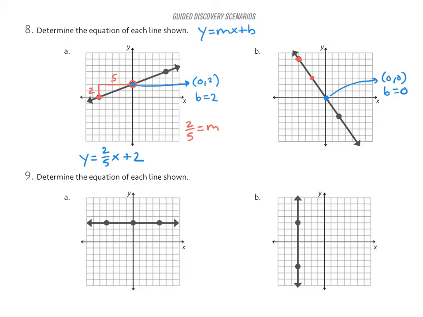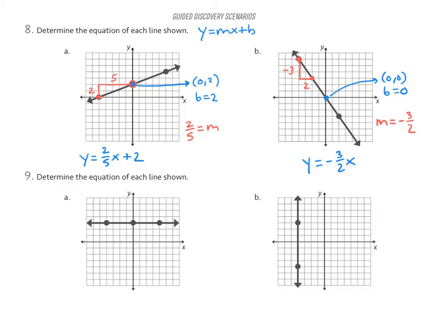To go from the left point to the right, I go down 3, and then right 2. So the rise over run is negative 3 over positive 2. So m is negative 3/2. I can now write the equation as y equals negative 3/2 x plus 0. Plus 0 doesn't change anything, so I can leave it out. Y equals negative 3/2 x.